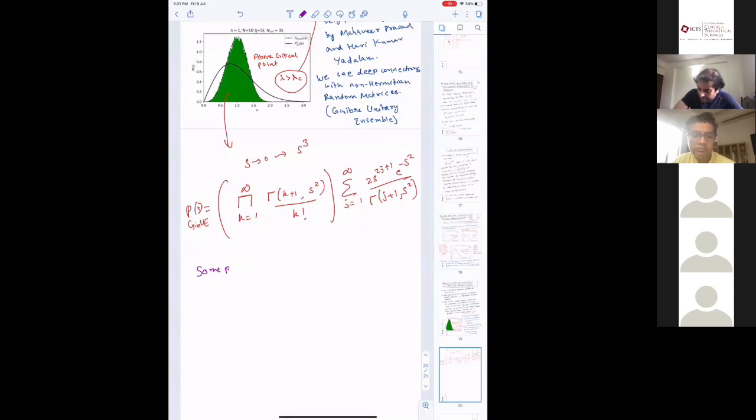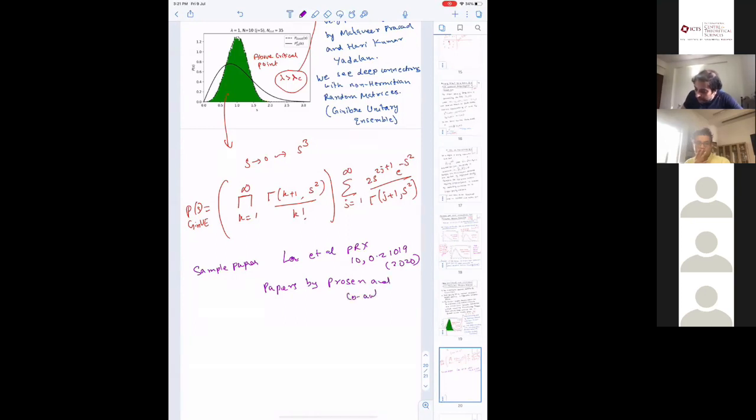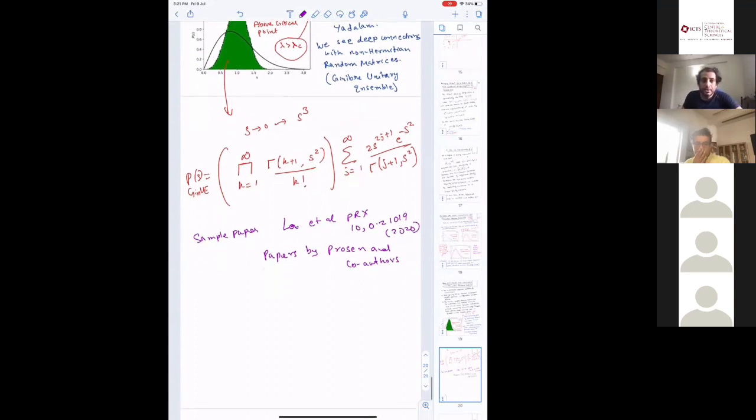There are many papers. Let me just say, as a sample, you can look at papers essentially by Prosen et al., PRX, 2019. Also look at papers by Prosen and co-authors. They have been analyzing several of these quantities for open quantum systems.